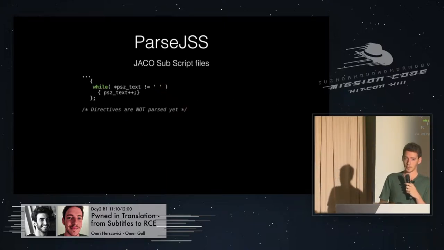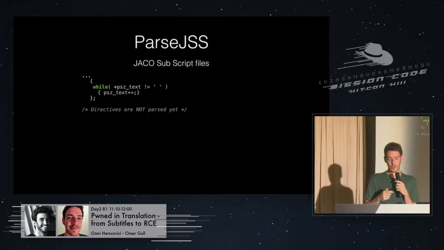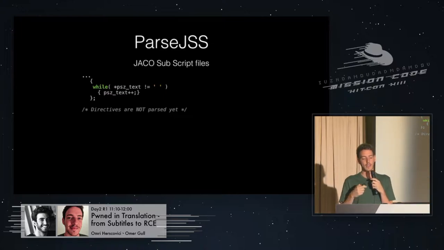Looking at the basic parse_jss function, we can see that VLC, again, iterates over the lines with a while loop, again, one byte at a time. It parses time codes and a handful of supported directives, and the text itself, obviously. And the crash found by AFL was due to an out-of-bound read while trying to skip some of the unsupported directives.